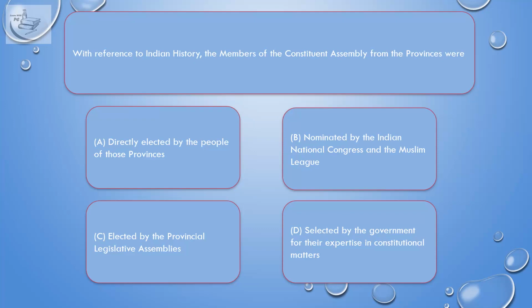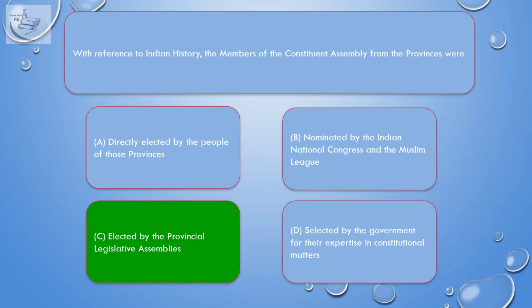Question with reference to Indian history. The members of the Constituent Assembly from the provinces were A. directly elected by the people of those provinces, B. nominated by the Indian National Congress and the Muslim League, C. elected by the provincial legislative assemblies, D. selected by the government for their expertise in constitutional matters. Correct answer is C. Elected by the provincial legislative assemblies.